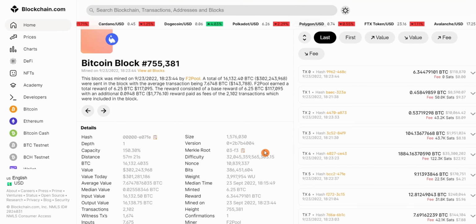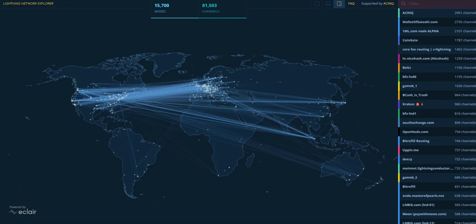So the solution to this was to create the Bitcoin Lightning Network. Now this chart here is showing us all of the Bitcoin Lightning nodes, as we saw on the previous Look Into Bitcoin chart, over 15,000, and all of these payment channels. We can see here 81,500 channels.